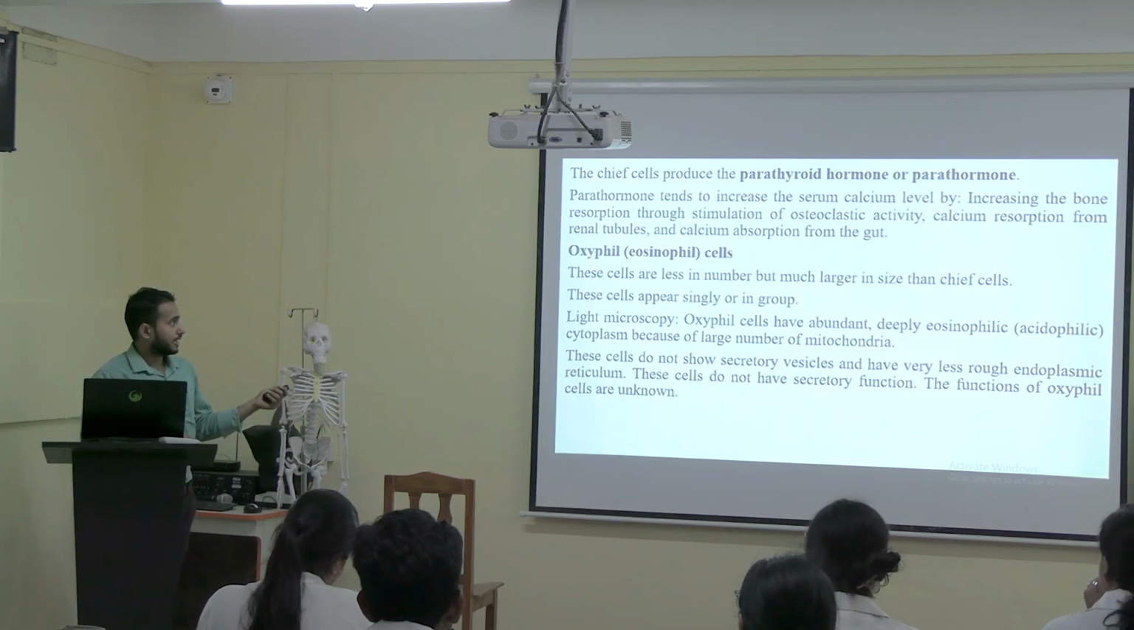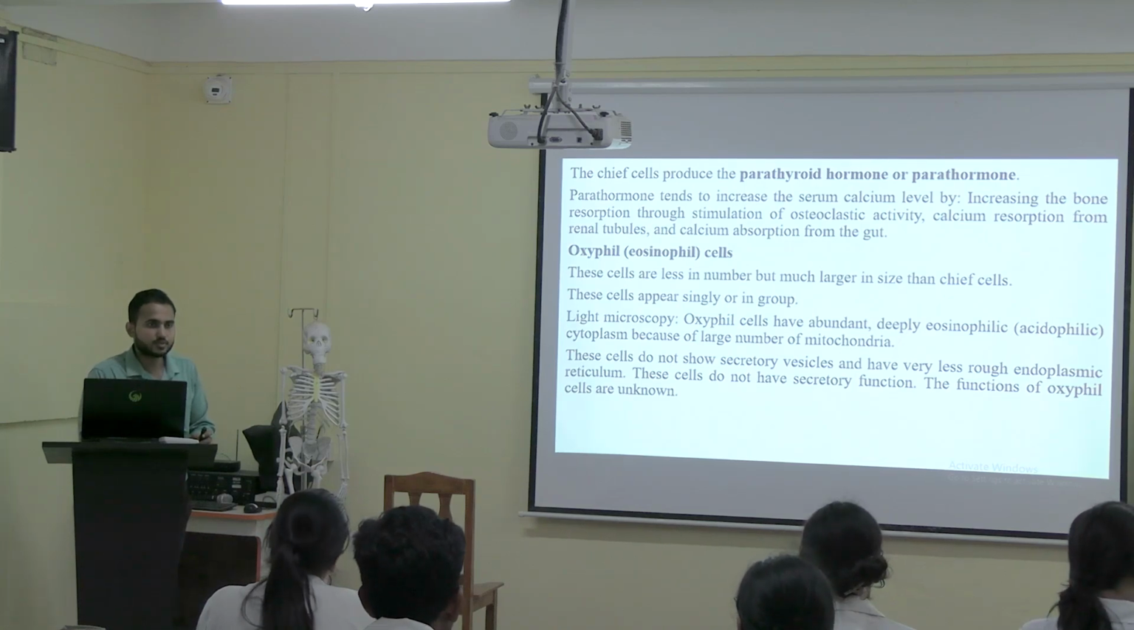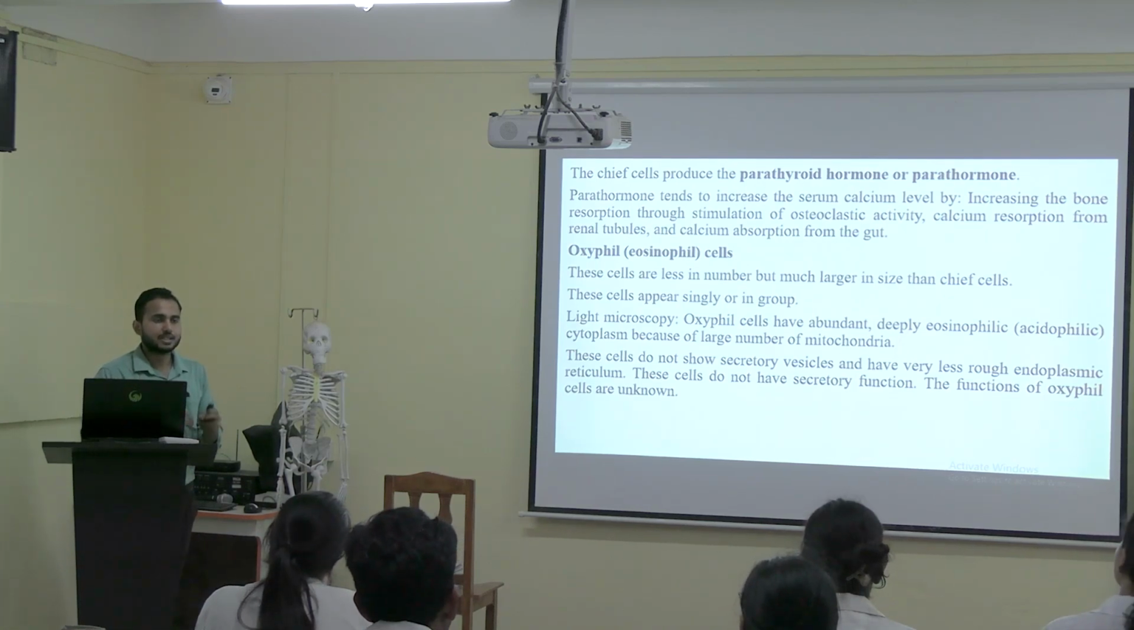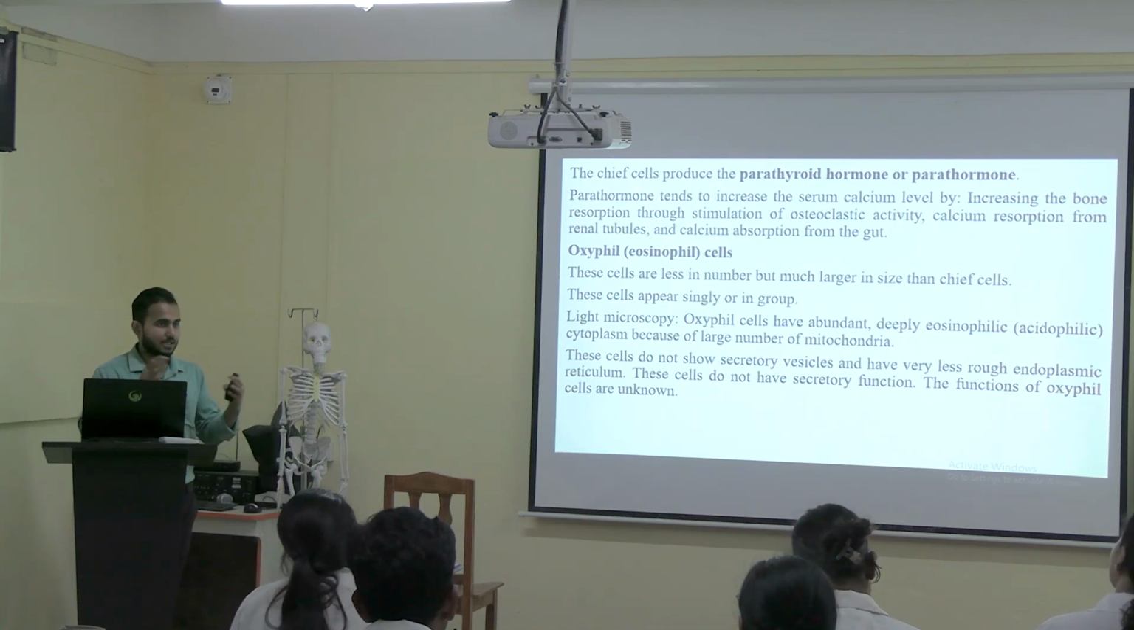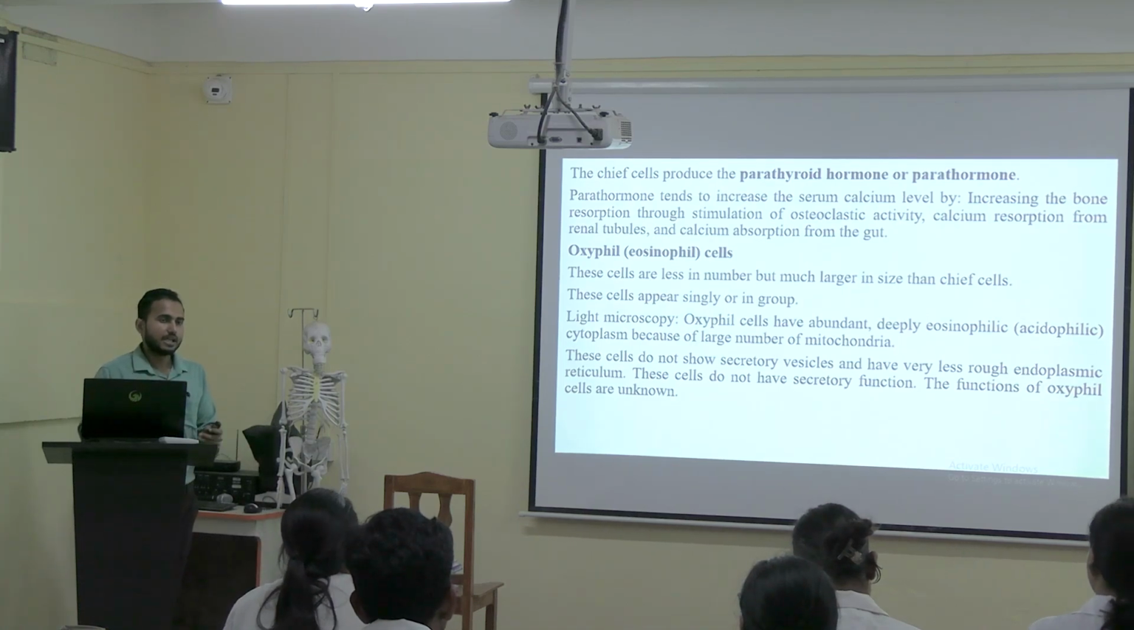Next, another type of cells are there. These are called oxyphil cells. If you see the oxyphil cells, first of all, the number of oxyphil cells is less as compared to the principal cells. Oxyphil cells are large in shape. If you see the staining properties, these are lightly stained.